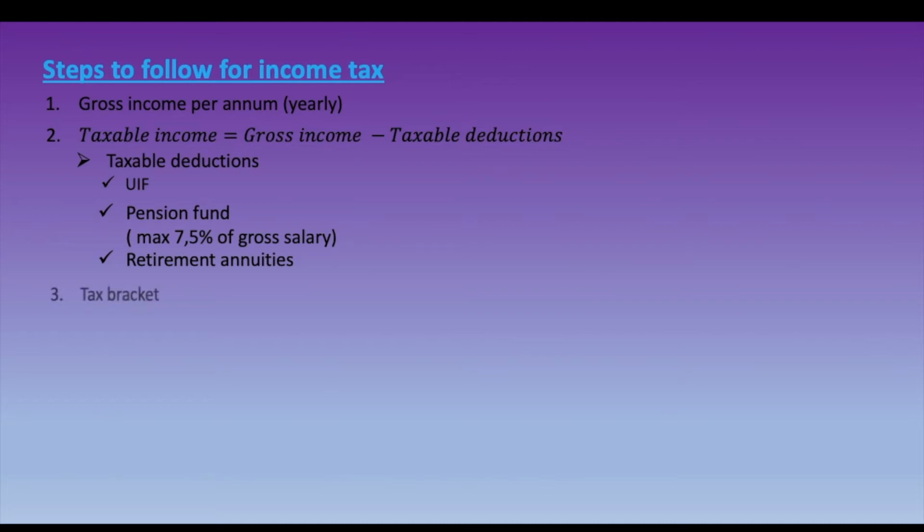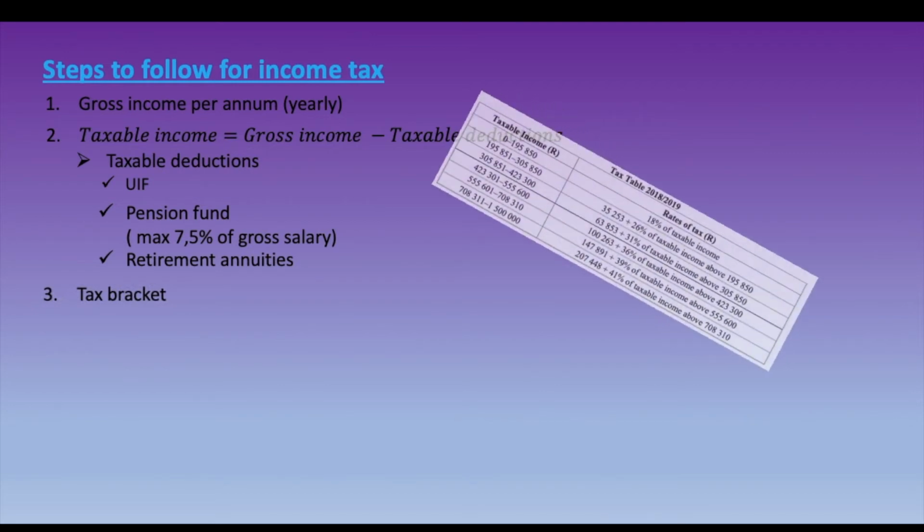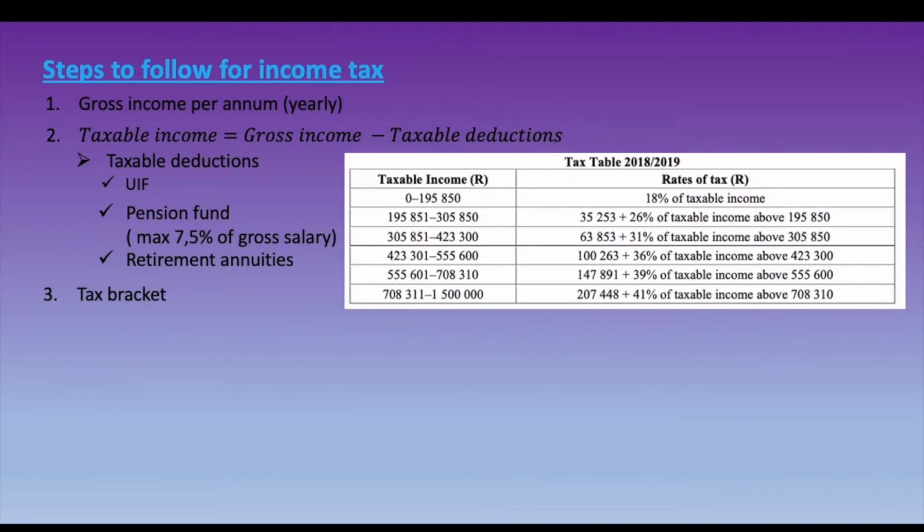In step 3, we look at the tax bracket. We need to determine in which tax bracket our taxable income falls. We use the tax table as seen on the right. Let's look at that table for a moment. Let's say we have a taxable income of 190,000 per year. That means we fall in tax bracket 1. If we have a taxable income of 400,000 per year, we fall in tax bracket 3. Once we know in which tax bracket we fall, we use the rates of tax as indicated on the table. They give us a formula. All we need to do is write it down and substitute anything that's needed.